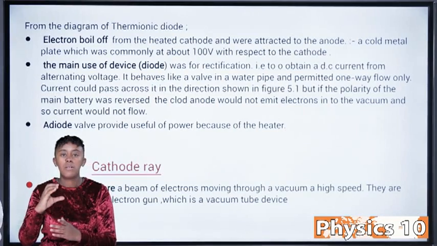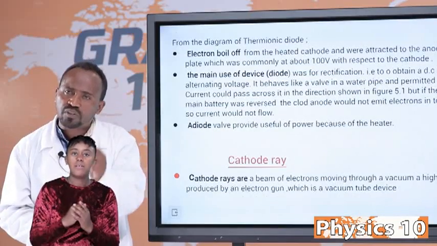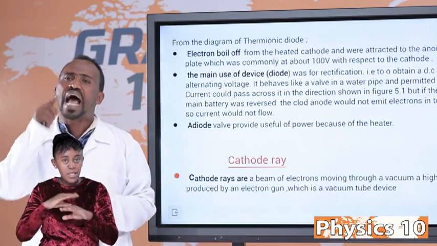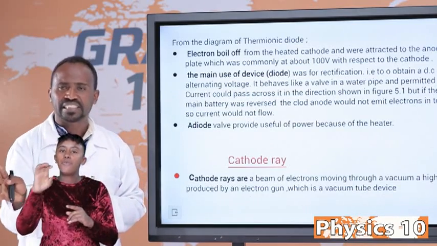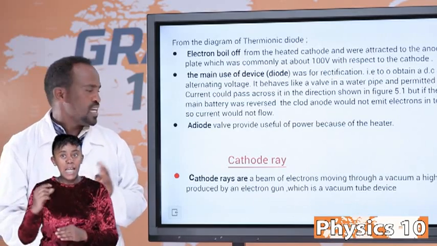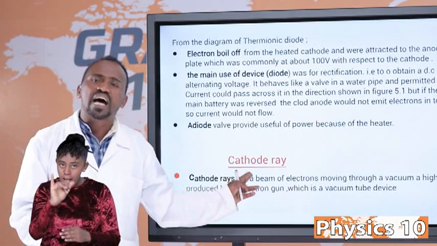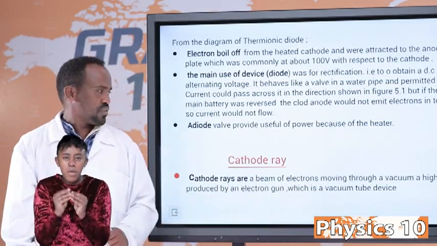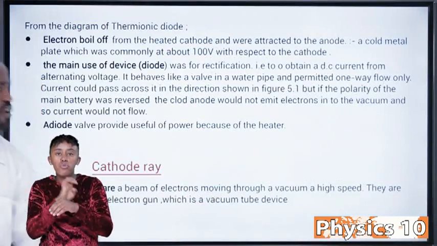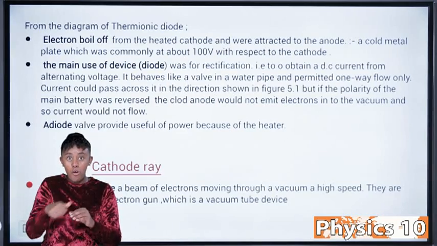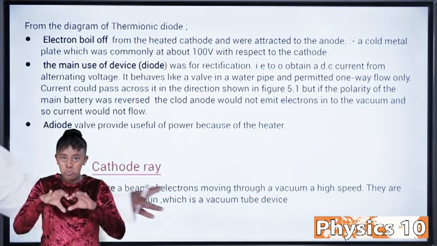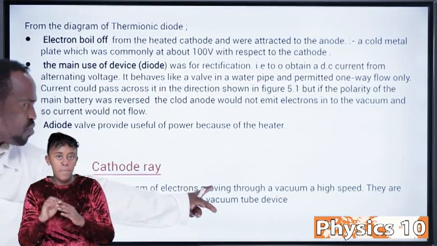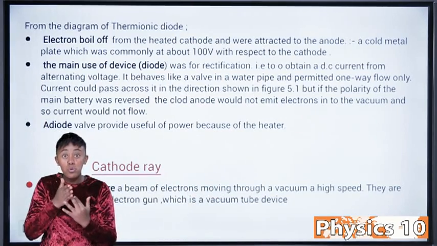Cathode rays are produced after electrons are emitted from the heated cathode surface toward the anode, and this produces energy. There is a ray, and this ray is what we call cathode rays. A cathode ray is a beam of electrons moving through a vacuum at high speed.